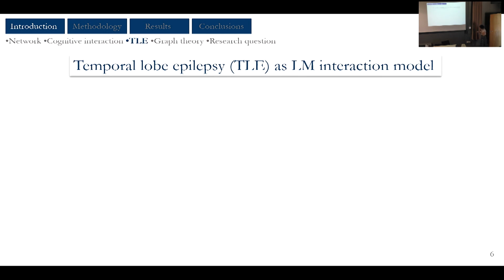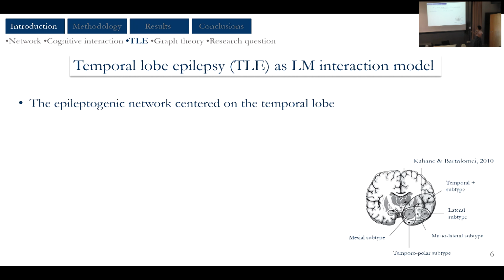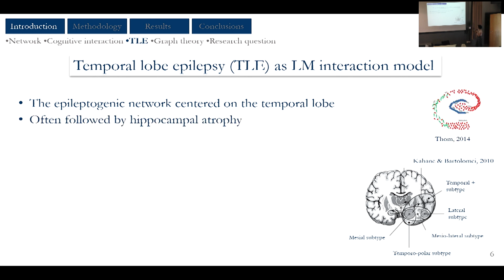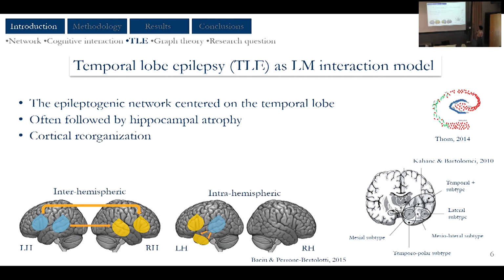Within our research group, we use one neurological disorder as a model to study this language and memory interaction, and that is temporal lobe epilepsy. There are several reasons for that. First of all, the epileptogenic network of these patients is centered on the temporal lobe, that is the crossroads between language and memory cerebral networks. Also, these patients often have hippocampal atrophy or different patterns of cell loss within the hippocampus, which, as we saw, is proposed to be the interface between language and memory.